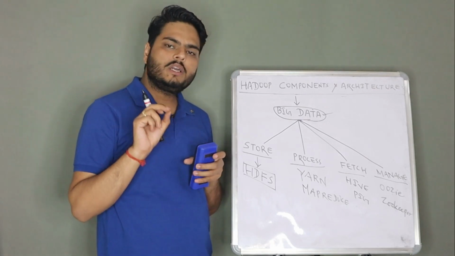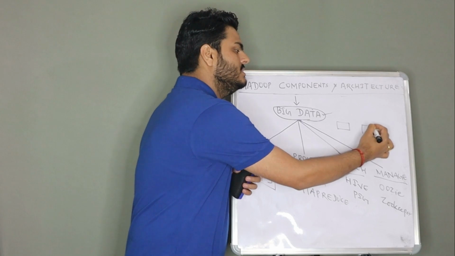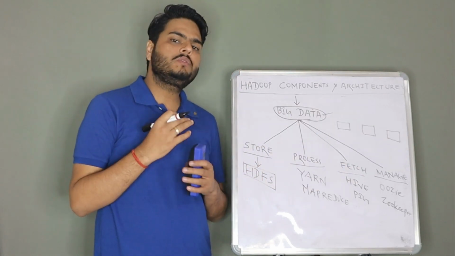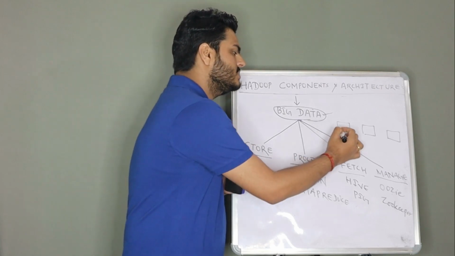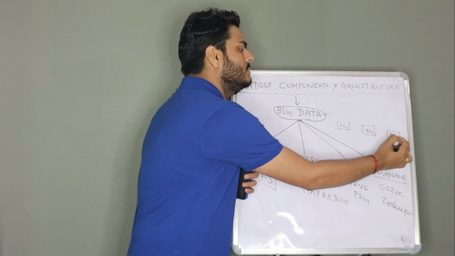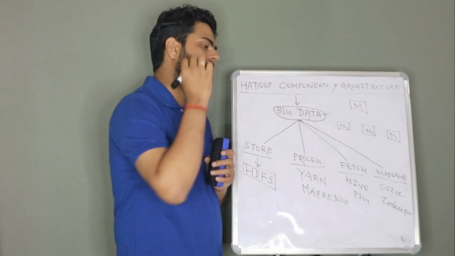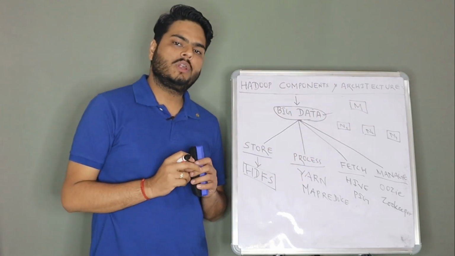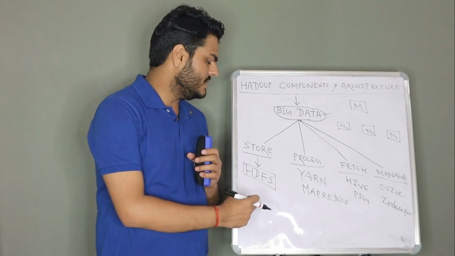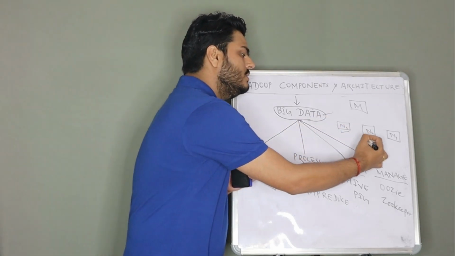So in HDFS architecture, this is your node 1, this is your node 2, and this is your node 3, meaning individual machines, and there will be a master node, so I am calling it master node. This kind of architecture is known as master-slave architecture, and that is what works with the HDFS system. Your data will be stored in all these nodes.